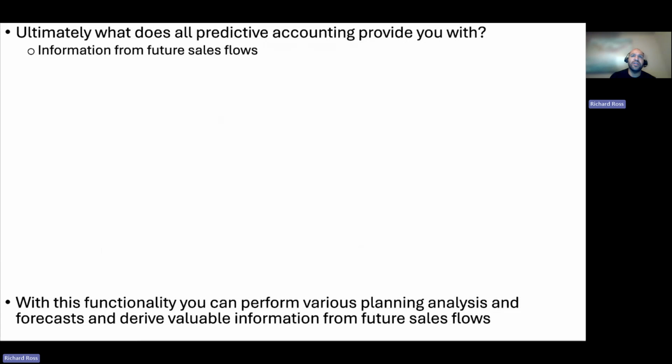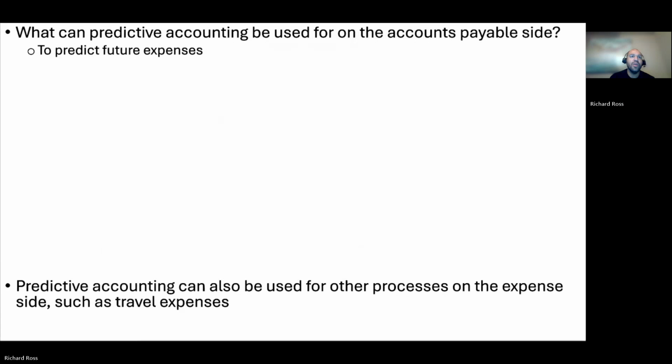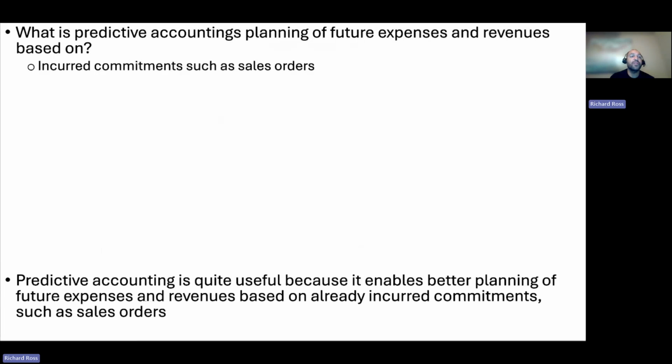Ultimately, what does predictive accounting provide you with? Information from future sales flows. What can predictive accounting be used for on the accounts payable side? To predict future expenses. What is predictive accounting's planning of future expenses and revenues based on? Incurred commitments such as sales orders.